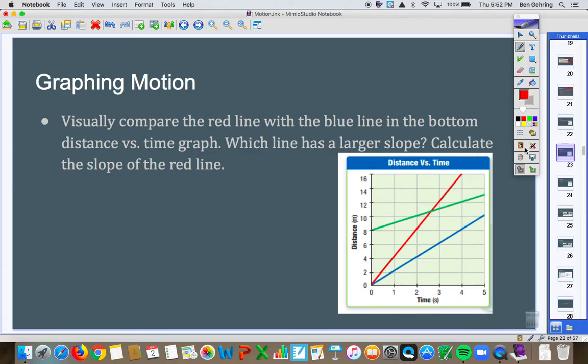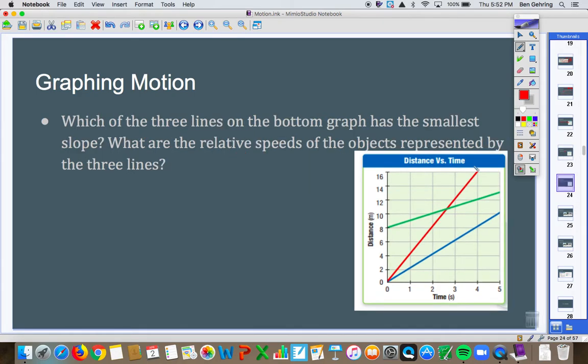Sometimes graphs make data really easy because you can visually compare what's happening. So we compare the red line with the blue line. We can look at which one has the larger slope. So the red line goes up this way, blue goes this way. It says calculate the slope of the red line. So I will let you do that quick, and then I will give you an answer. If you want to pause this and do your calculation and then look at your answers compared to mine, your slope should be right there.